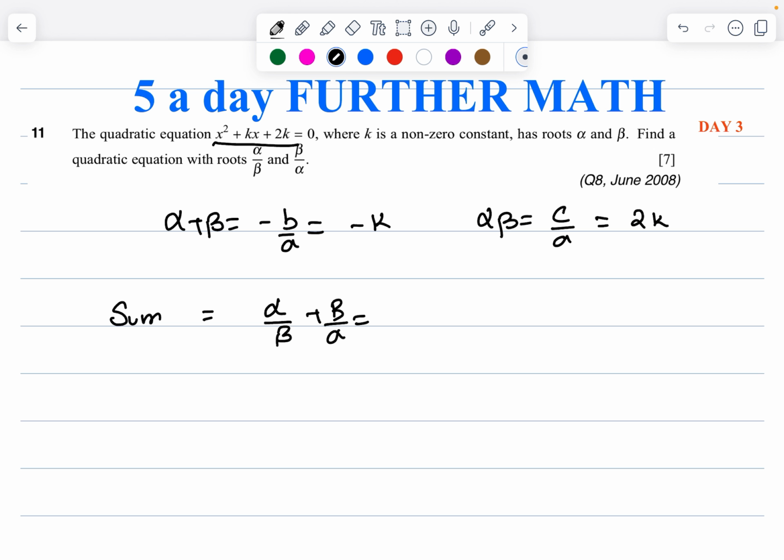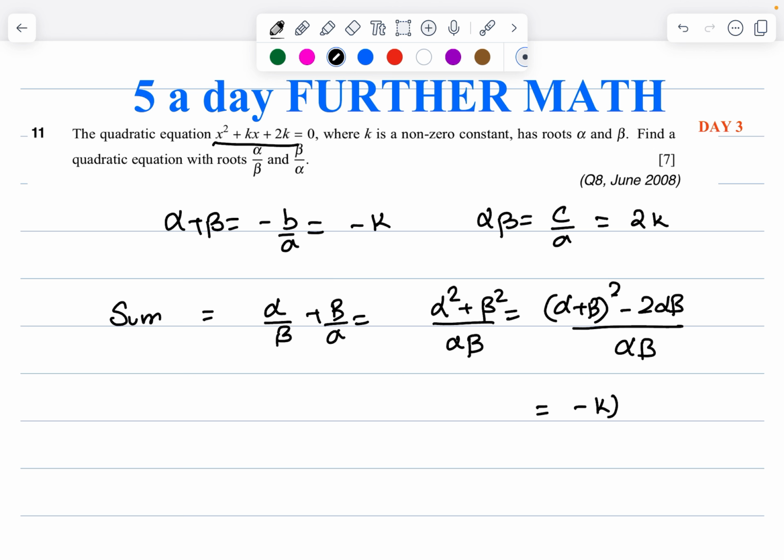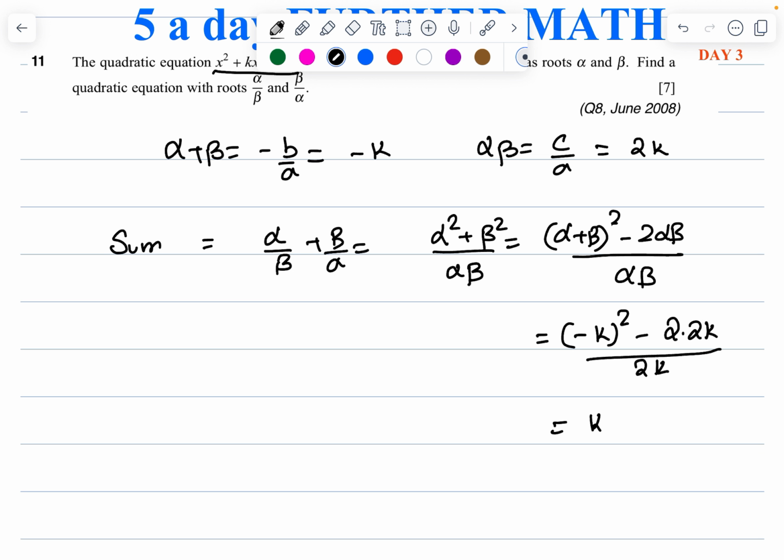So first I'll find the sum of the roots, which is alpha square plus beta square upon alpha beta, which is alpha plus beta whole square minus 2 alpha beta divided by alpha beta. So which is minus k whole square minus 2 times 2k divided by 2k, which is going to be k square minus 4k divided by 2k. Then k cancels, it becomes k minus 4 upon 2.